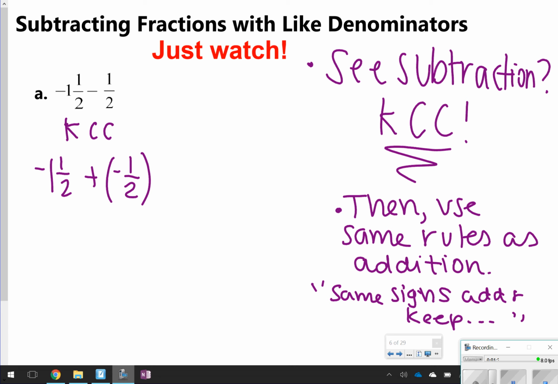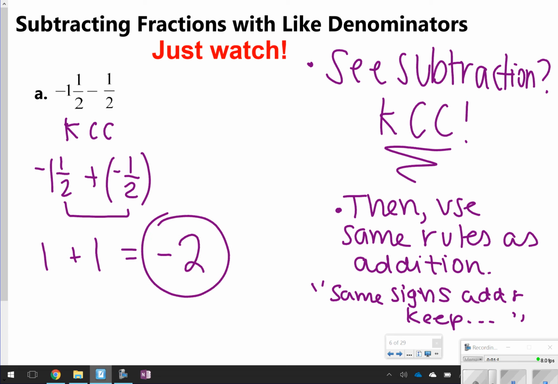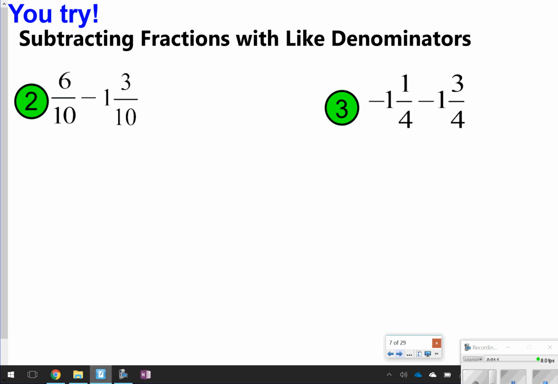Here I notice I have same sign, so I'm going to be doing same sign, add and keep. I'm going to add my fractions together first. 1/2 plus 1/2 is going to be 1 whole, and then I still have a whole number 1 as well, so adding those together is going to give me 2, and I'm going to keep it a negative since both were negative.